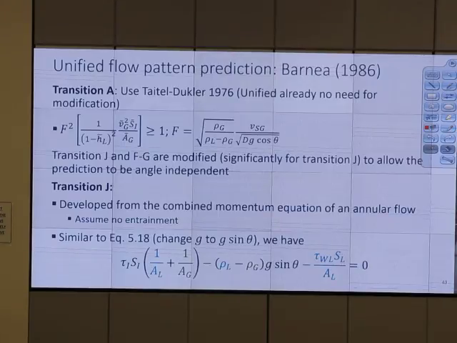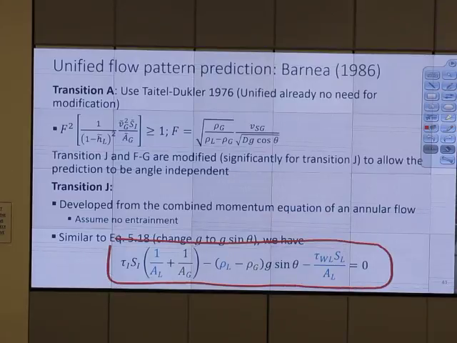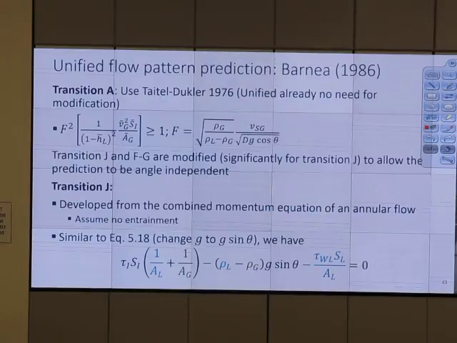So what they do is they start with the combined momentum equation. Look at this, that is the combined momentum equation. But this time, assume no entrainment. The reason I strongly believe they assume no entrainment is that at the transition between annular flow to slug flow, we really do not have entrainment, or we can neglect entrainment, right?